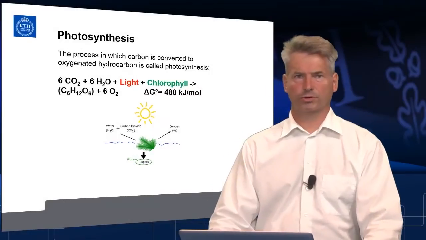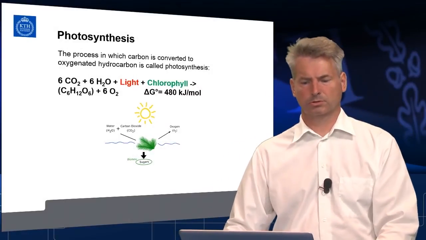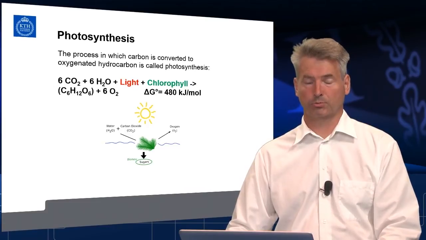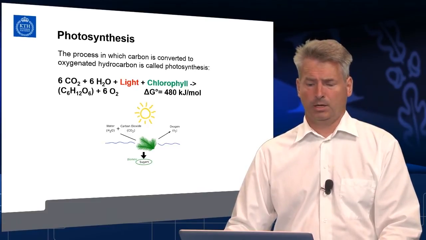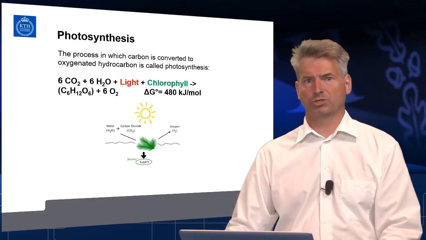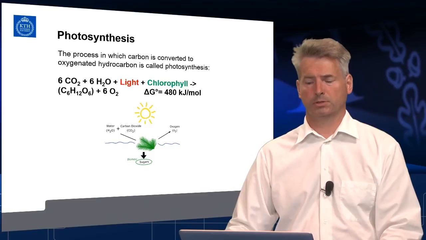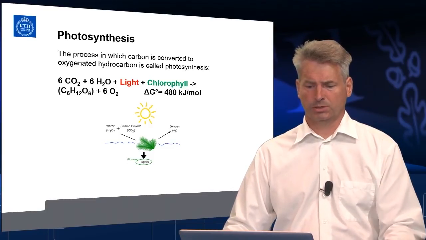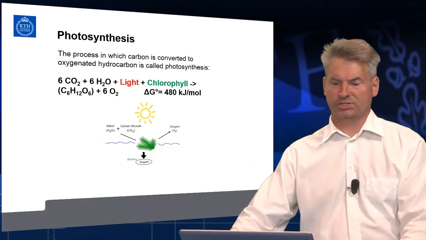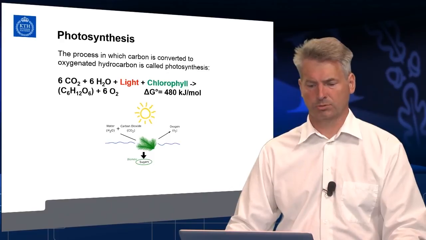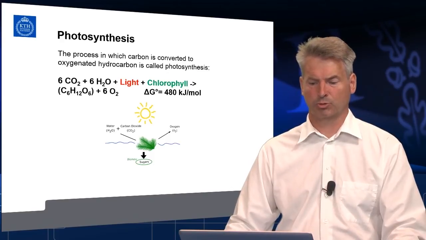So I will go on with the third part of this lecture, which concerns photosynthesis and biomass structure on the molecular level. Photosynthesis relates to the carbon cycle, which I described in an earlier part of this lecture. Photosynthesis is the process in which carbon is converted to oxygenated hydrocarbon.